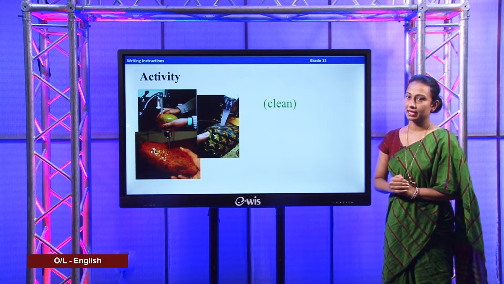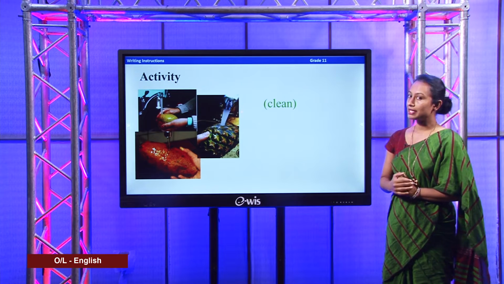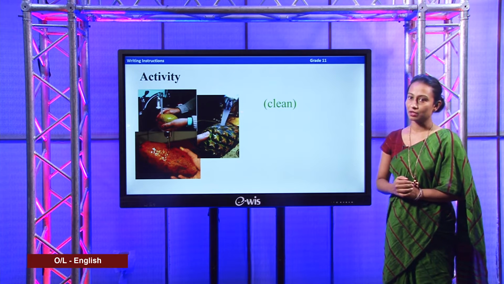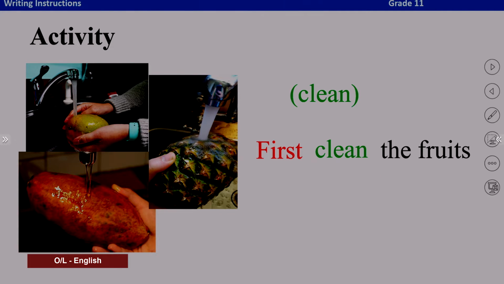I'll help you to write the sentence since this is your first activity. So you can start the sentence with a sequence word. Here we can use the sequence word first. After the sequence word, you have to use the verb. First clean. Clean what? Clean the fruits. So this is the first instruction.